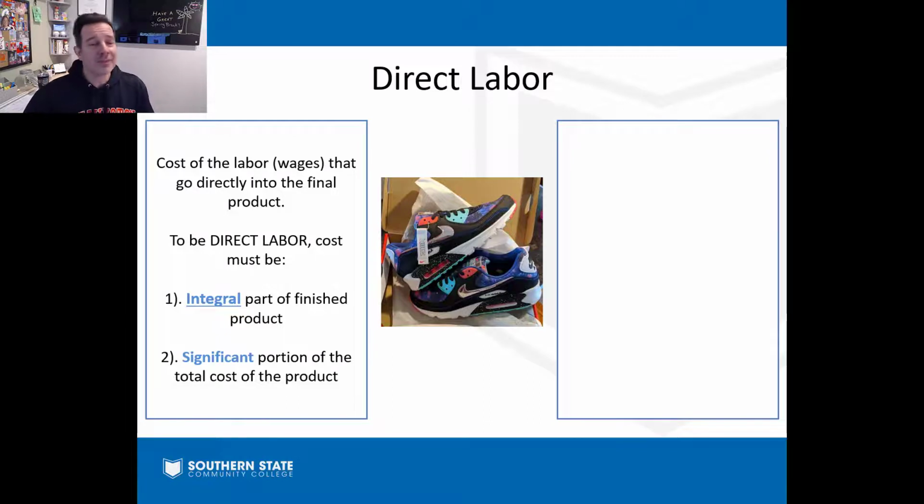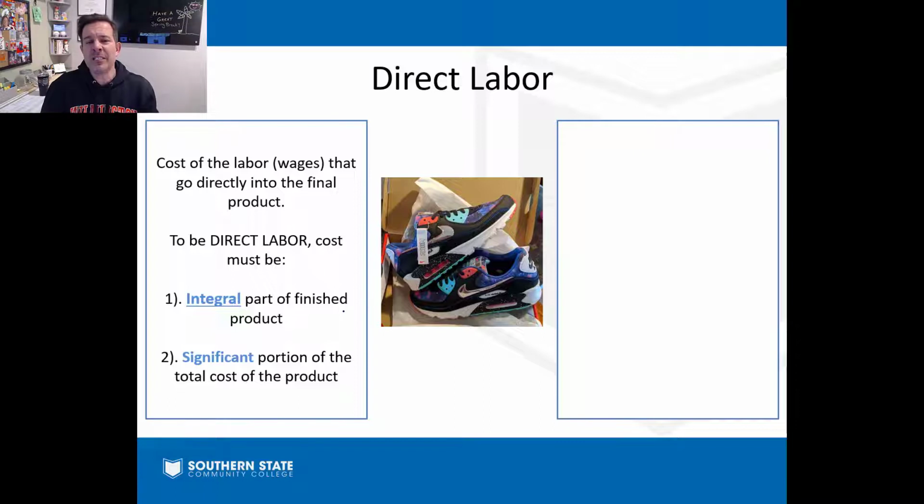Direct labor, exact same idea as raw material, but only now we're talking about the labor involved. So our direct labor, cost of the labor or the wages of the people who are working directly on that product and creating the final product. Exact same criteria to be included in direct labor. The labor has to be a vital part of the finished product. They are touching the product. They're working on it on the line.